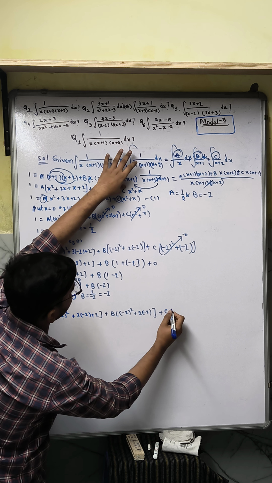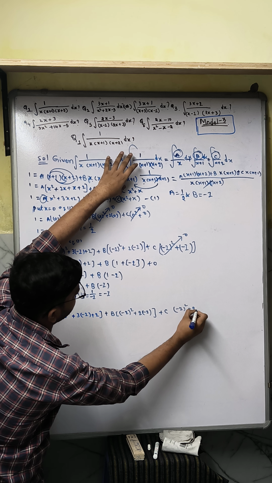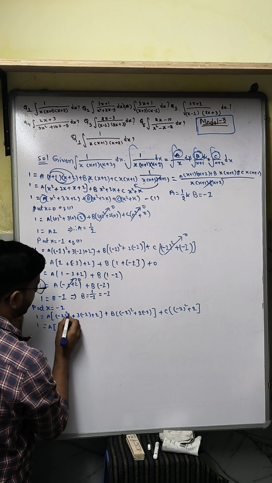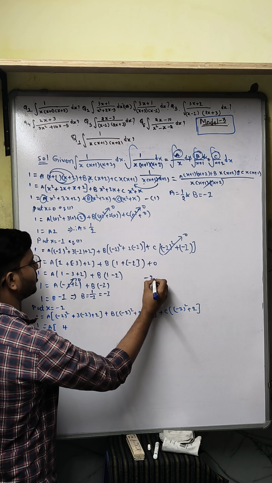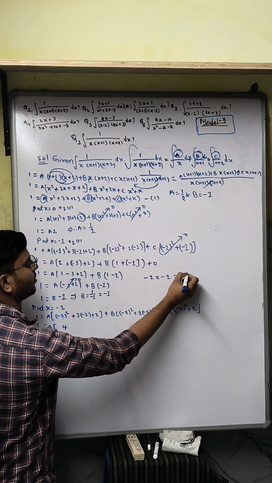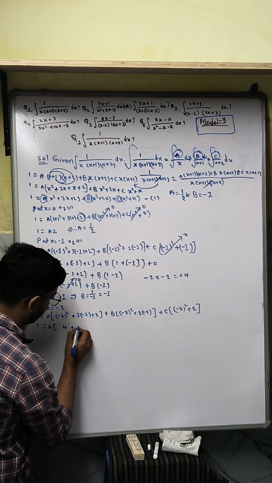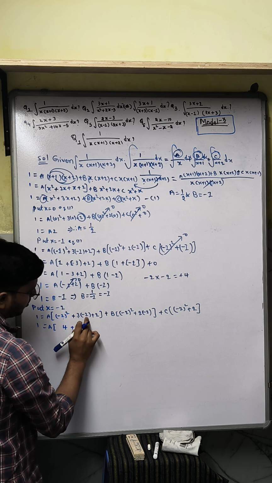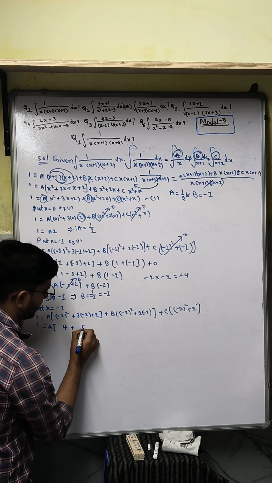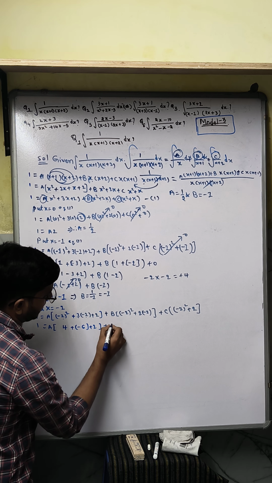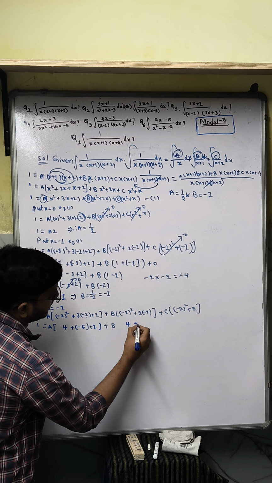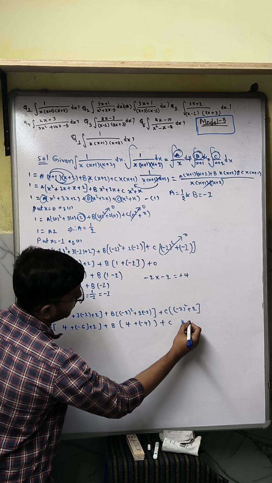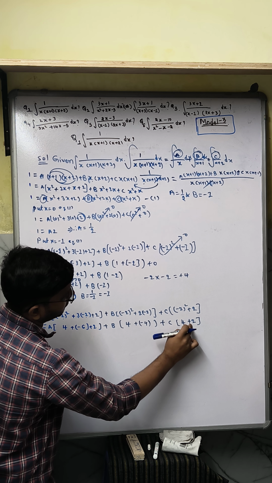Plus c times (-2)^2 plus 2. Okay, 1 is equal to a times (-2)^2, which is 4, minus 2 into minus 2 plus 2 is 4. Plus 3 into 2 is 6, so minus 6 plus 2, plus b(4 plus minus 4), plus c(4 plus 2), 4 plus 2.